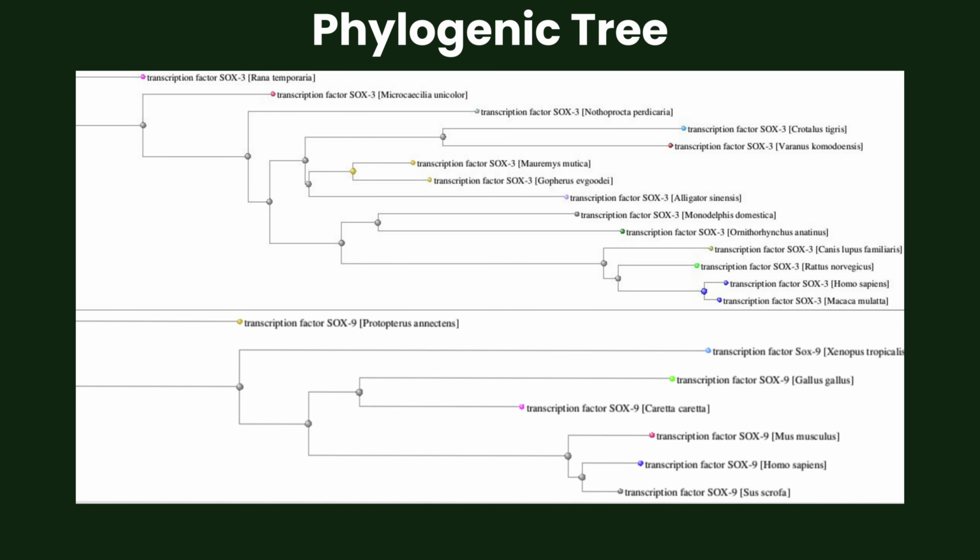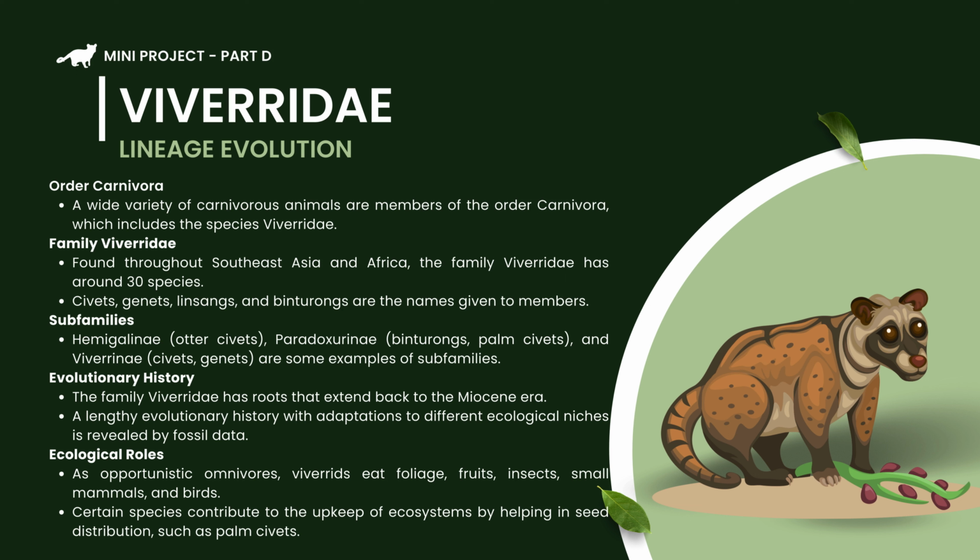And this is our phylogenetic tree for the gene SOX3 and SOX9. The lineage distribution for Viverridae. They are members of the order Carnivora and are found throughout Southeast Asia and Africa. They have around 30 species including civets, genets, linsangs, and binturongs. Hemigalinae, Paradoxurinae, and Viverinae are some examples of their subfamilies.